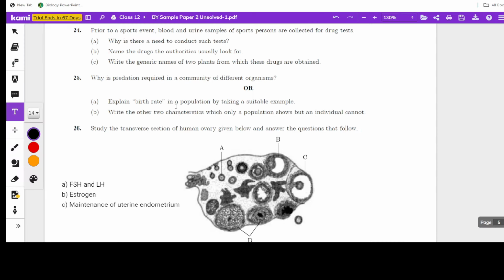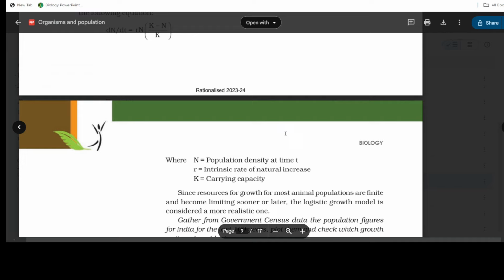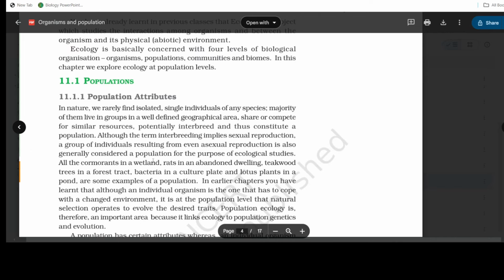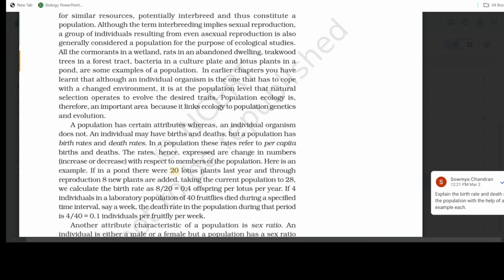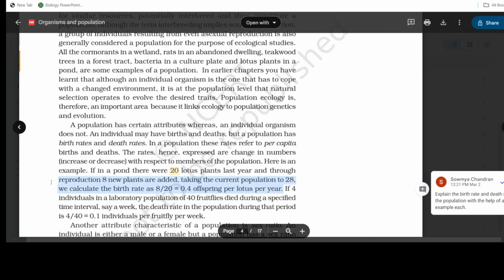Next question: explain birth rates in population by taking a suitable example. Write the other two characteristics which only a population shows but an individual cannot. So again, the same chapter. Come to the birth rate part under the heading population attributes. Here they talk about the birth rate. If in a pond there were 20 lotus last year, through reproduction 8 plants were added, taking the current population to 28. We calculate the birth rate as 8 by 20, that is per capita birth rate, so it is 0.4 offspring per lotus per year. That's how the birth rate is calculated.